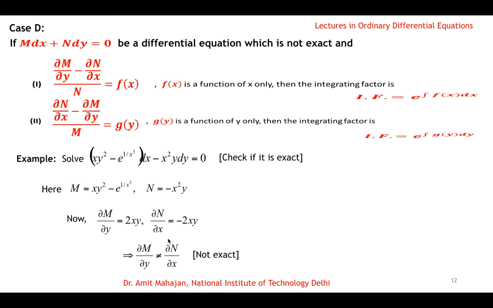But if I see the difference, ∂M/∂y minus ∂N/∂x, it is this minus this, which is 4xy, or this minus this is minus 4xy. Okay, so if I divide with M, then it will be a function of x and y, but if I divide with N, then 4xy divided by x²y, so y will cancel out and it will become a function of x only. So I can apply this first rule, (∂M/∂y − ∂N/∂x)/N, and it will be a function of x only.